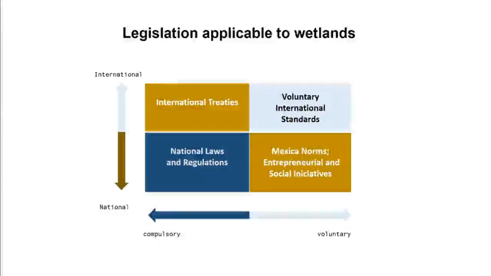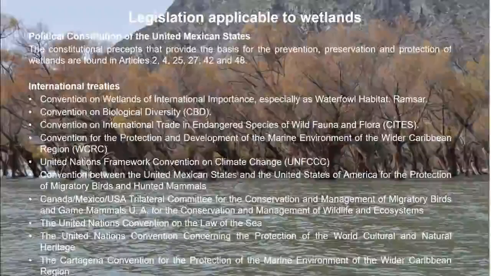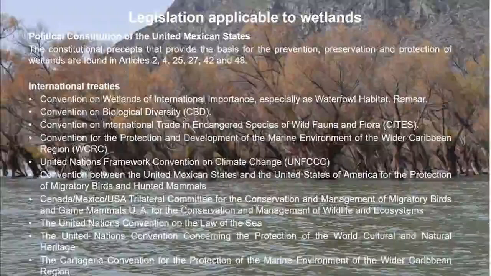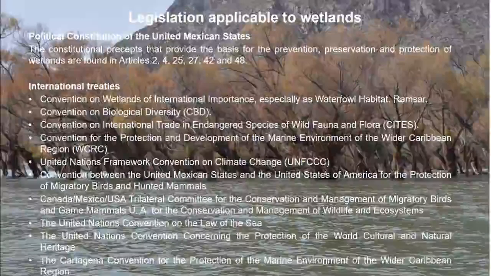In voluntary legislation, we have the Mexican regulations. Mandatory regulations in Mexico are known as official Mexican standards, but we also have the voluntary standards that are called Mexican standards, and they are basically for the promotion to try to ensure the quality of a lot of the processes, and we also have entrepreneurial and social systems.